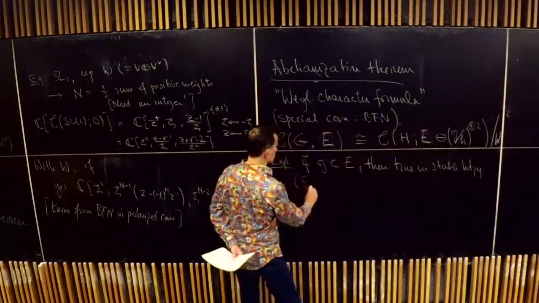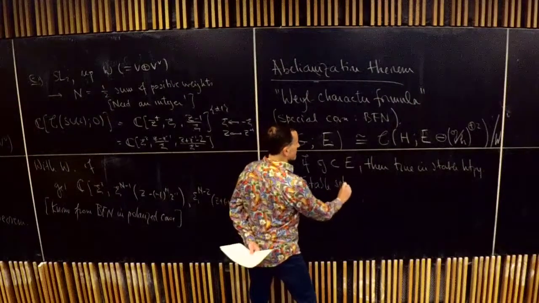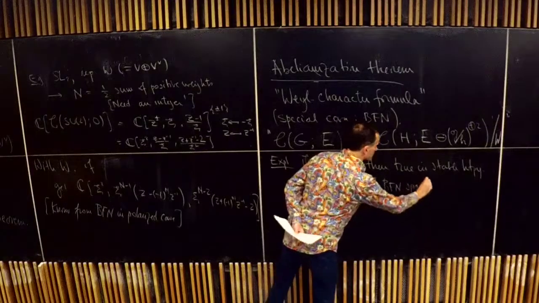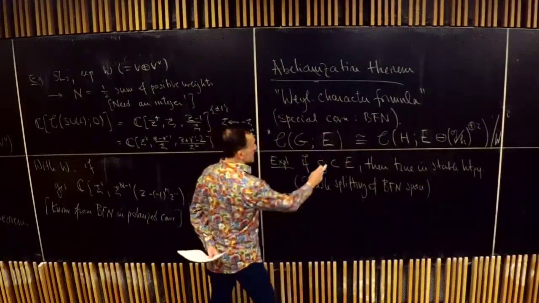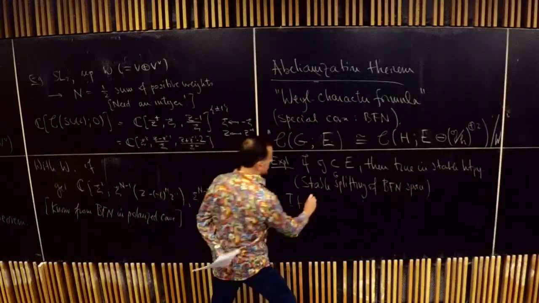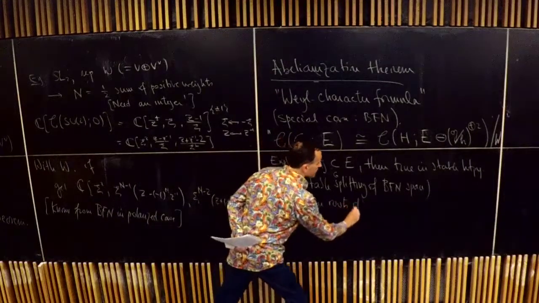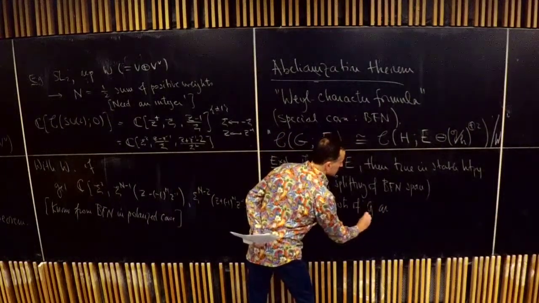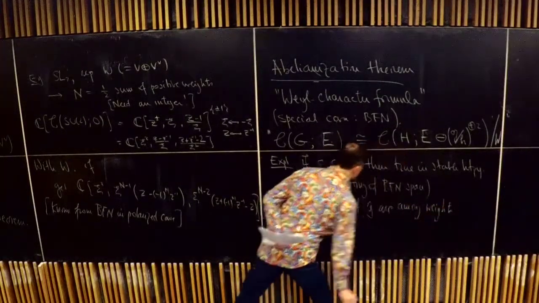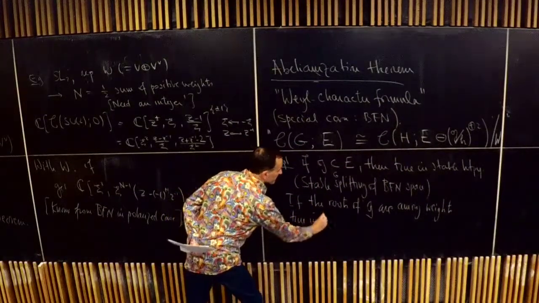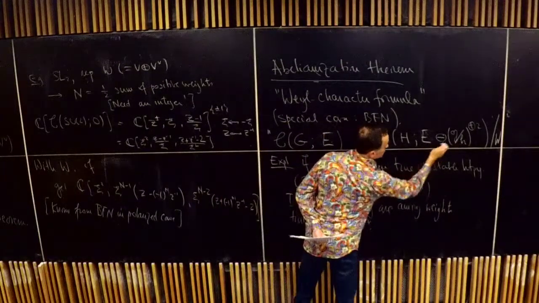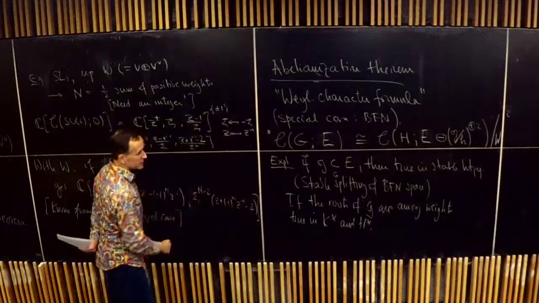It's a stable splitting of the BFN space. If G is a sub-representation of E as an H representation, the roots of G are among the weights. This is true in K theory and cohomology. And then the right hand side is completely meaningful. You can subtract the representation from the restriction of E.